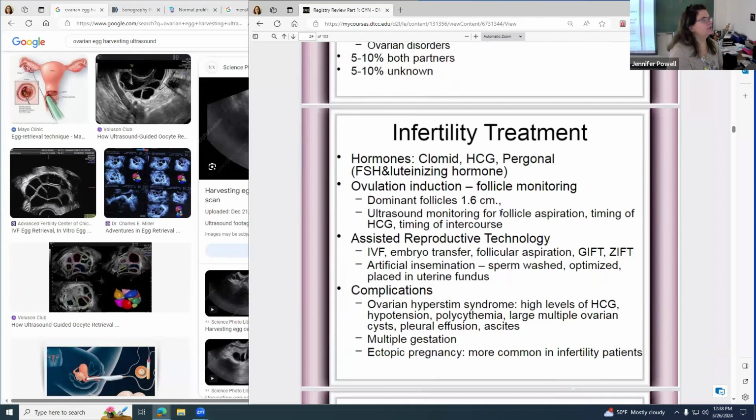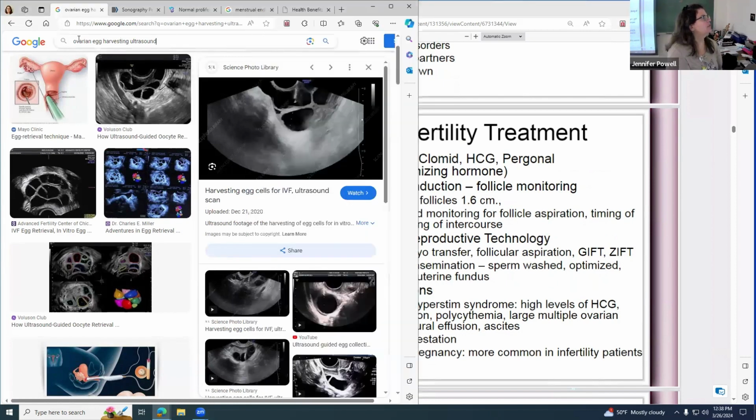Assisted reproductive technology, IVF, which is what? In vitro fertilization, embryo transfer, follicular aspiration, GIFT and ZIFT, artificial insemination, sperm is washed, optimized, placed in the uterine fundus. Does anybody remember GIFT versus ZIFT?